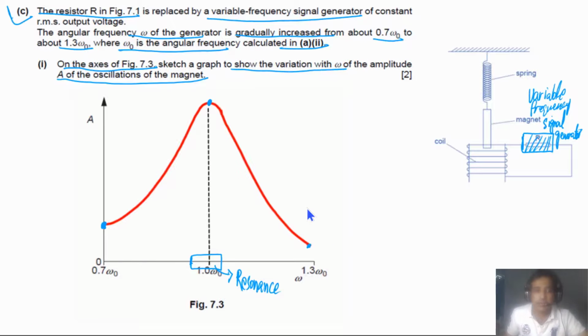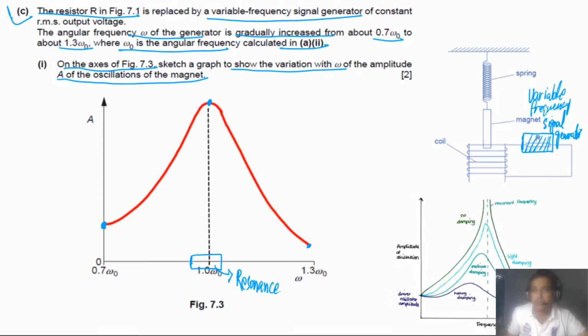Let's try to understand a little bit more about this one. Here sometimes they will ask you to sketch curves like this. So this is when there is no damping. You can see the amplitude is infinite, meaning the amplitude goes on increasing if there are no resistive forces, if there is no damping. In this case, the amplitude has a certain value because this is not in a vacuum. There is air, so there are some resistive forces, so it has light damping.